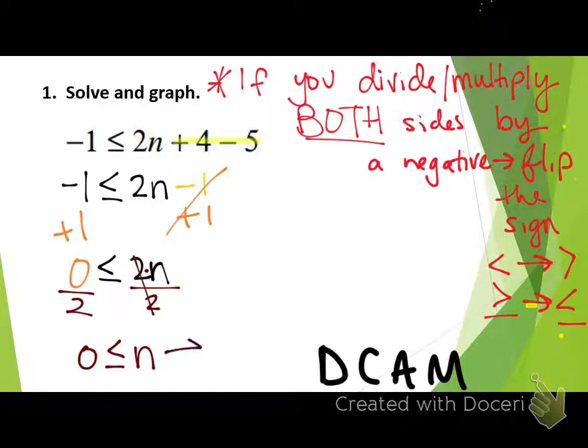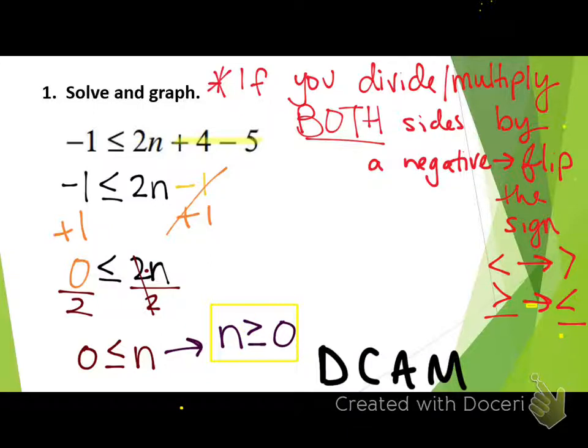You need n on the left in order to graph it. So if n were on the left and 0 were on the right, we got to flip the sign as well. In order to graph, we need n, or the letter, on the left. So we flipped the 0 and the n, which meant we also had to flip the sign. The open part was towards n. The open part is still towards n.